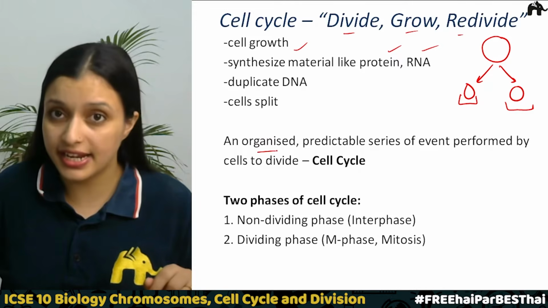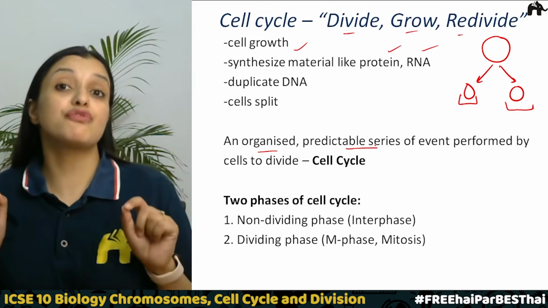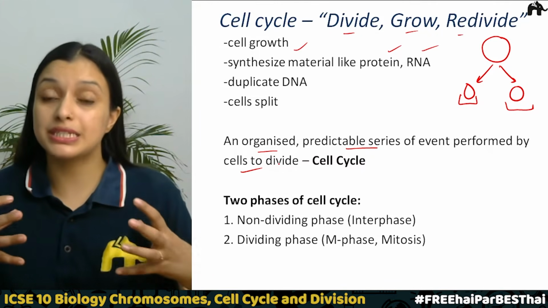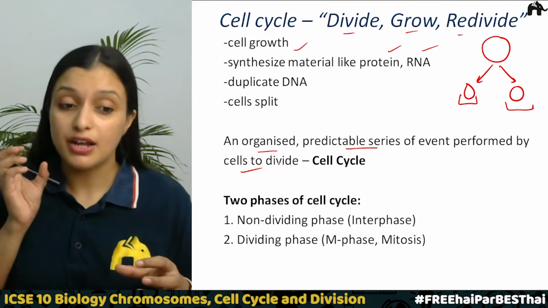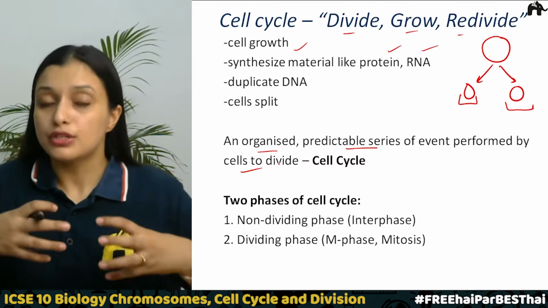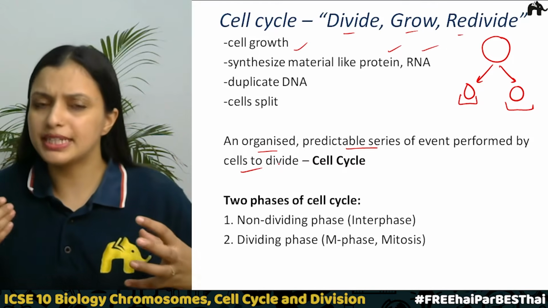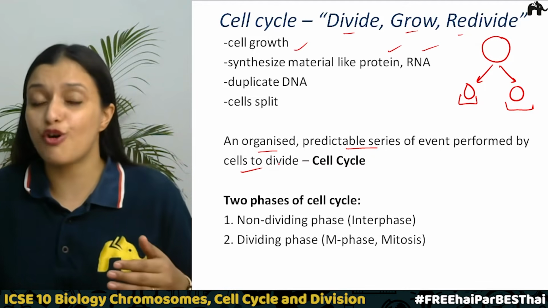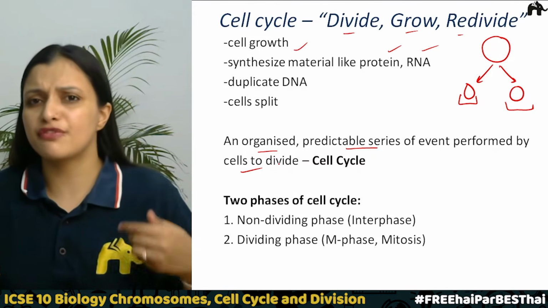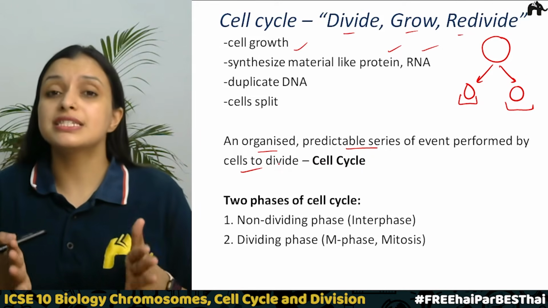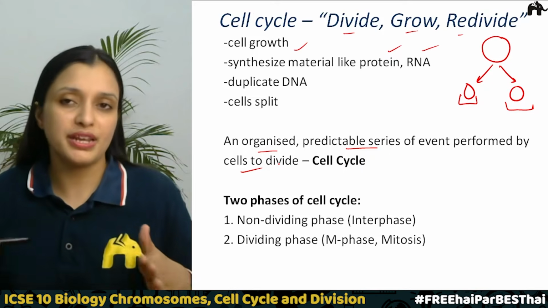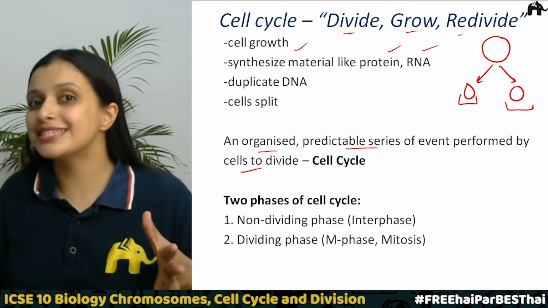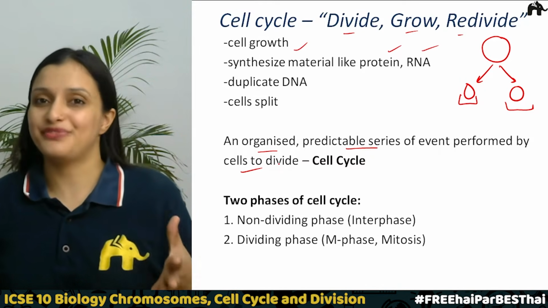It is an organized and predictable series of events which are performed by a cell to divide. So what are these organized and predictable series of events? That is what we are going to study in the cell cycle, the different phases: interphase, prophase, metaphase, and all those phases, right? This cell cycle is very organized and very predictable, and it happens in all the cells while they grow and divide, right?